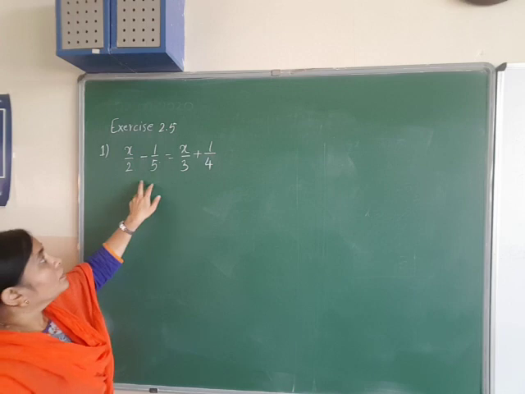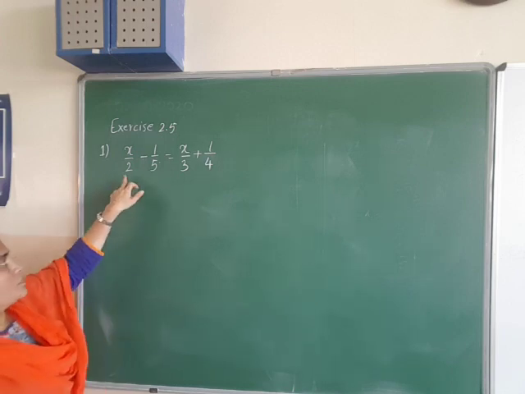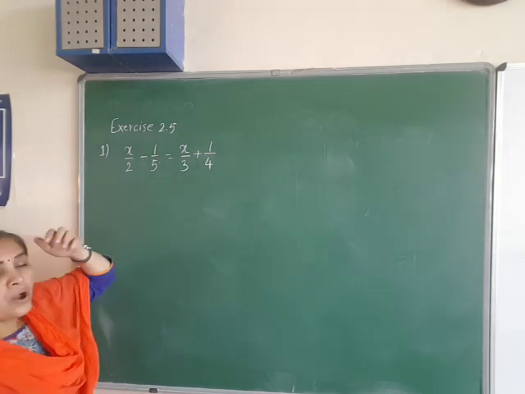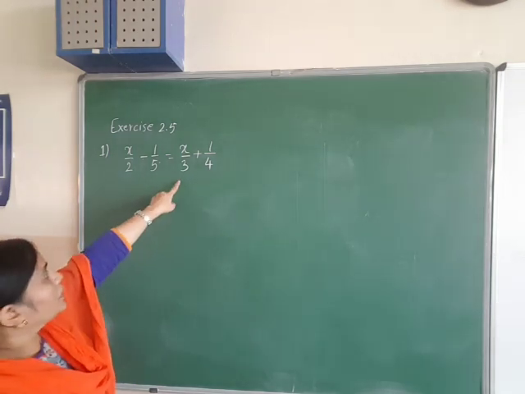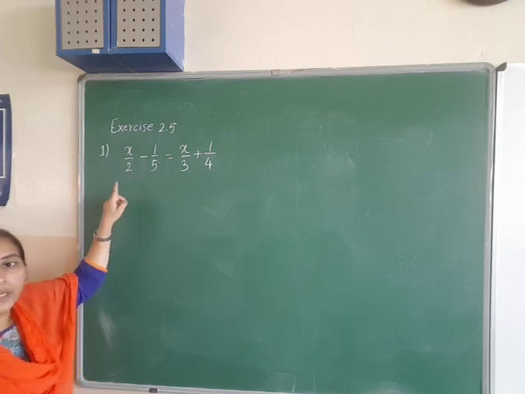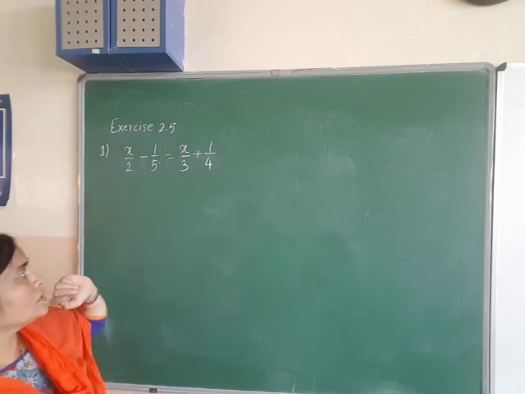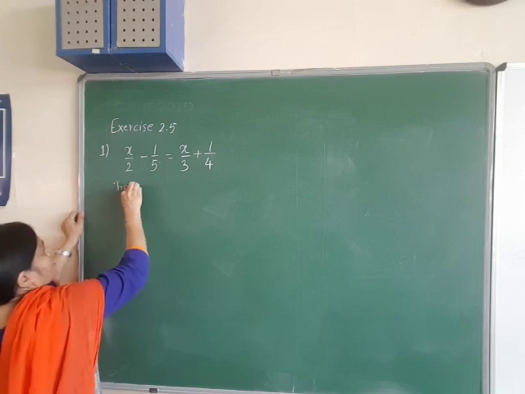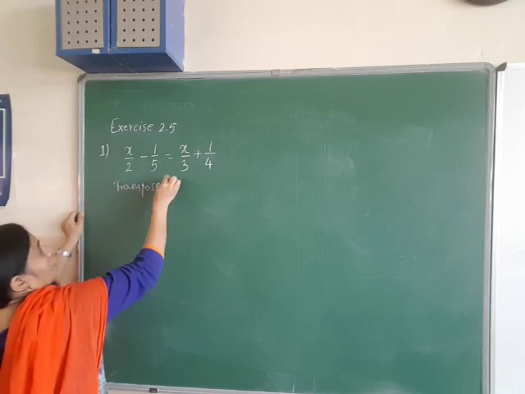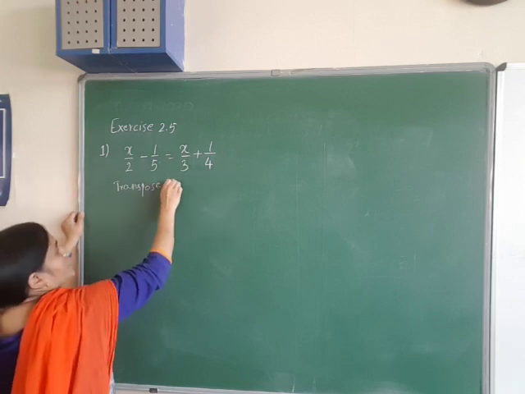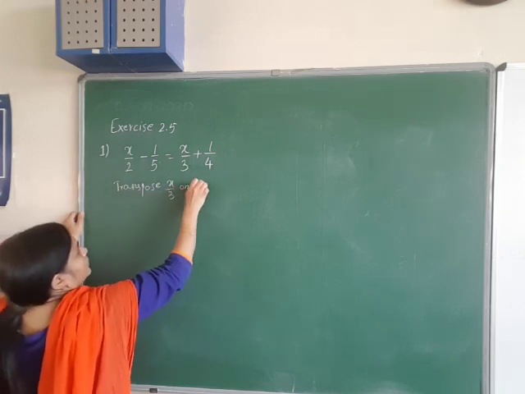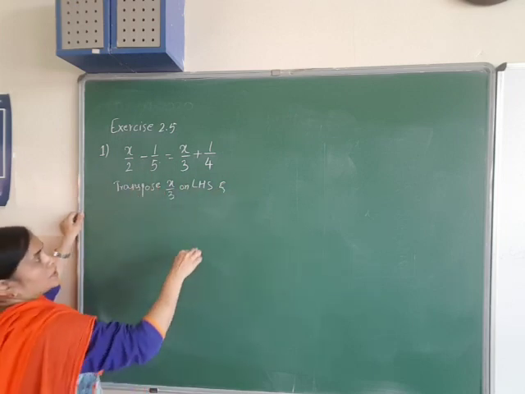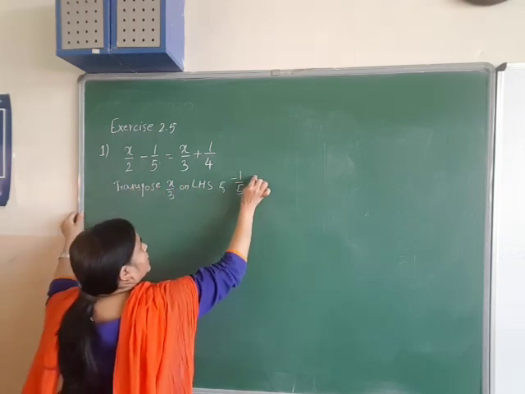There are two methods. First, you can solve LHS and RHS separately, then equate. Or another method is to transpose variables to one side and constants to the other side. Now here I'll transpose x by 3 to the left hand side, and minus 1 by 5 is a constant, so I'll transpose it to the right hand side.